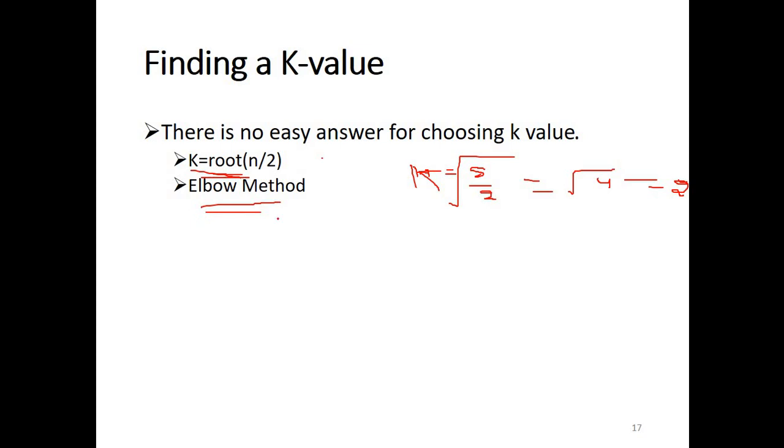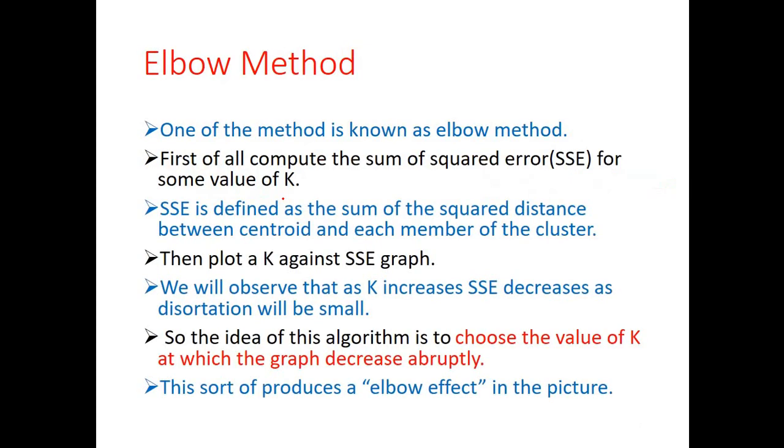And another method is called the elbow method. In the elbow method, first we need to compute the sum of the squared error for some value of k. That means we initially start with k is equal to 2. We need to calculate the sum of the squared error for 2 centroids for all the data points. And this process is repeated for k is equal to 3 and k is equal to 4.